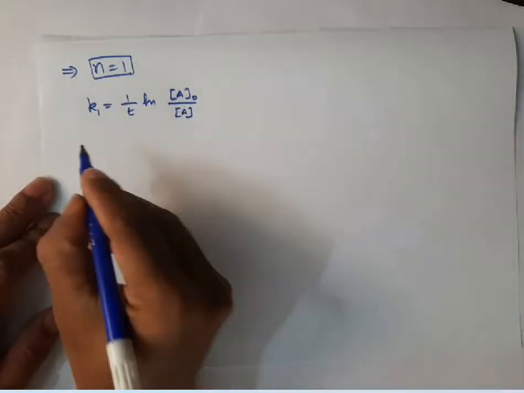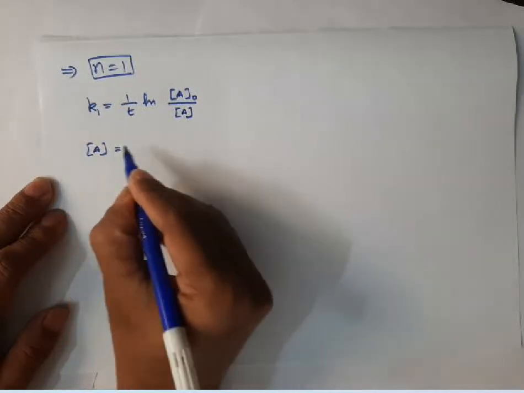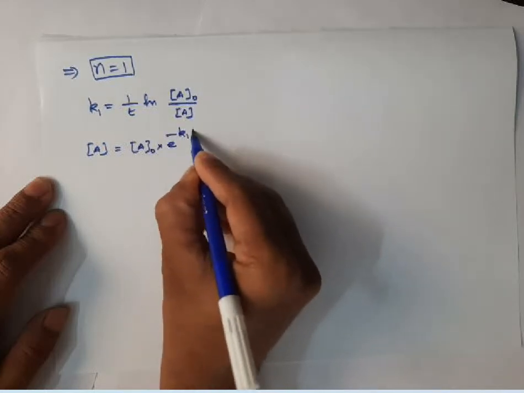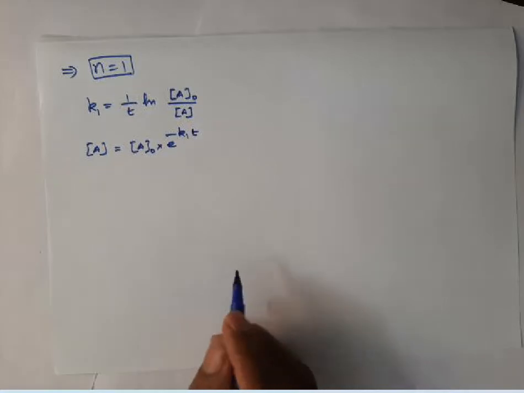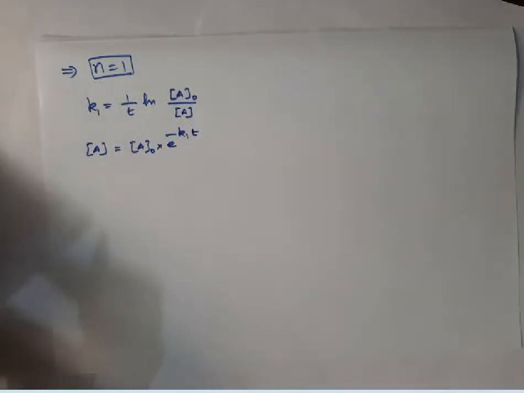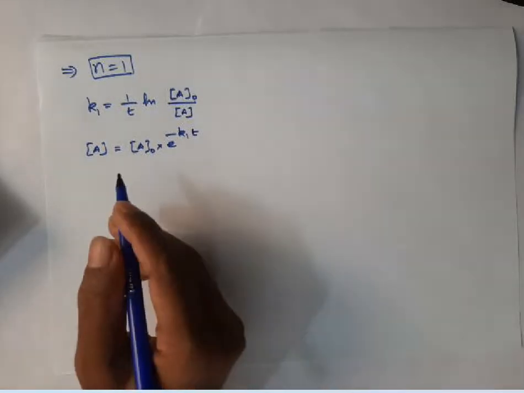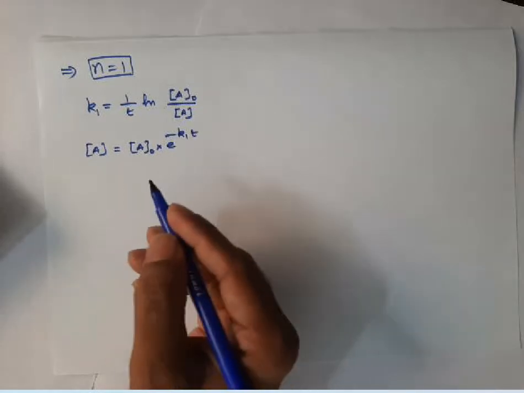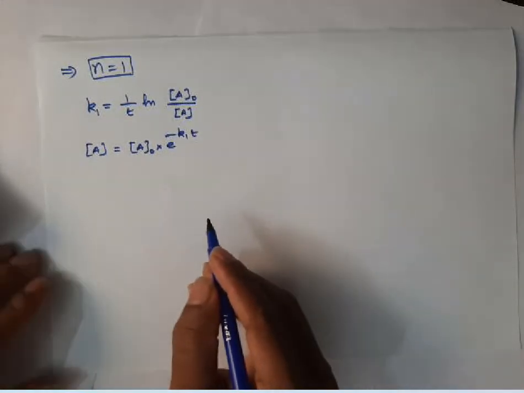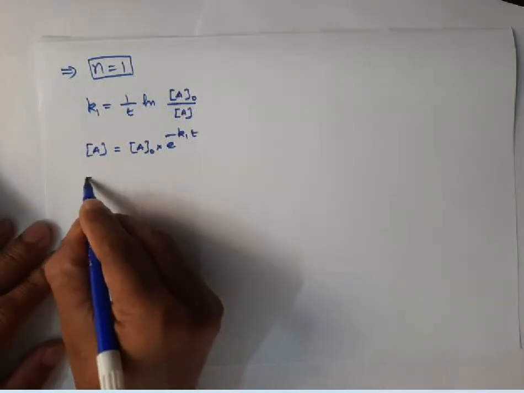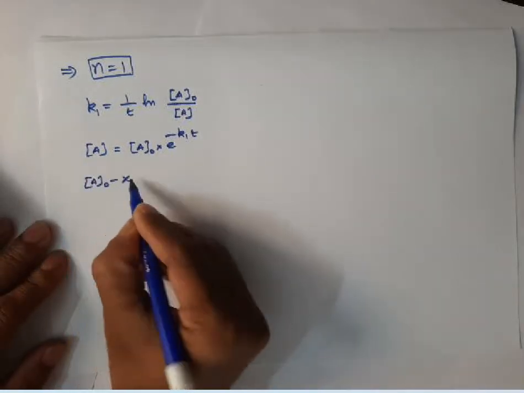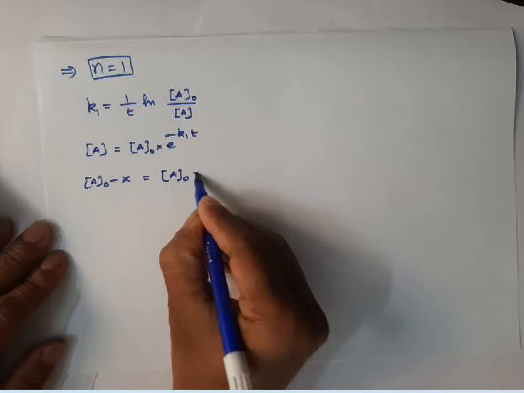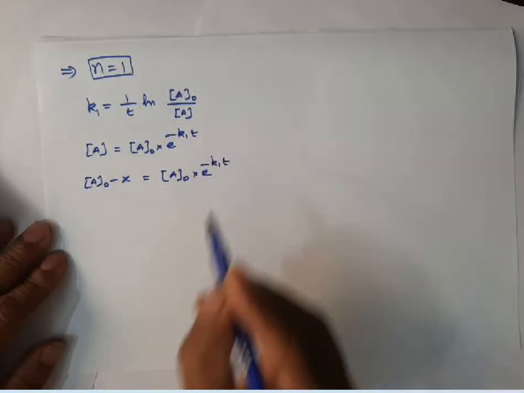Okay, and we also know that the concentration of the reactant A is equal to initial concentration into e power minus rate constant K1 into t. Then here I'd like to give some more information: in this reaction we can also find the degree of dissociation. What is A? A can also be written as initial concentration minus the concentration that is reacted, equal to A naught into e power minus K1 into t.